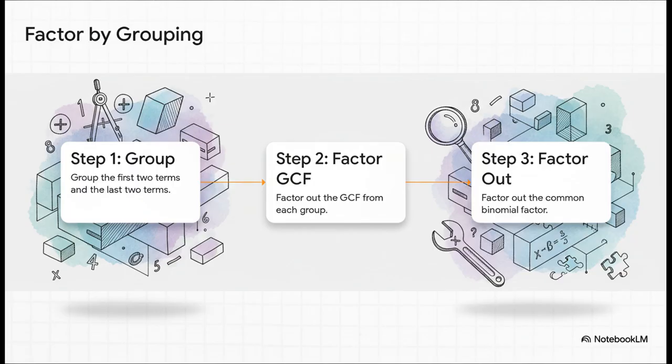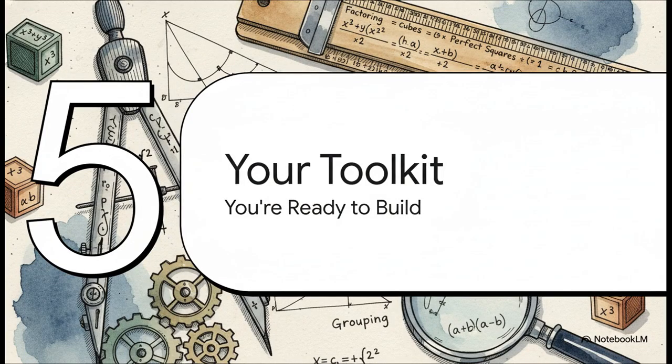First, you literally just split the thing in half. You group the first 2 terms and the last 2 terms. Then, from that first group, you pull out the greatest common factor, the biggest thing that goes into both of them. You do the same thing for the second group. And then, kind of like magic, you're going to see that the same binomial pops up in both parts. That's your common factor, and you just pull it out one last time. It's a really clean, logical process. And just like that, you've done it.